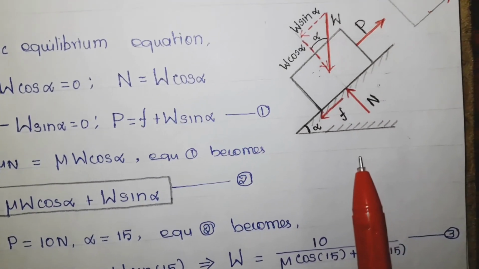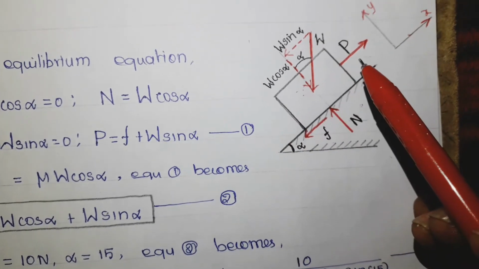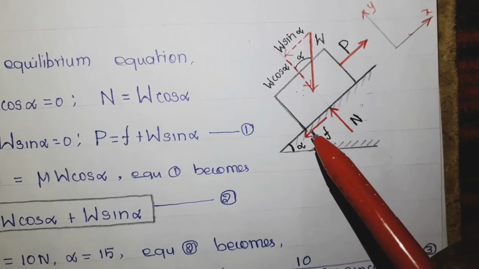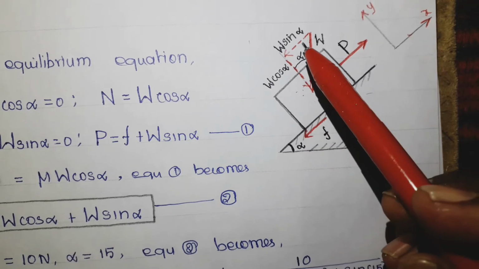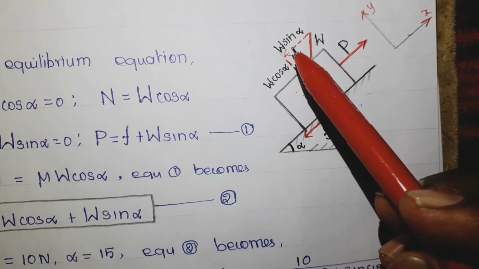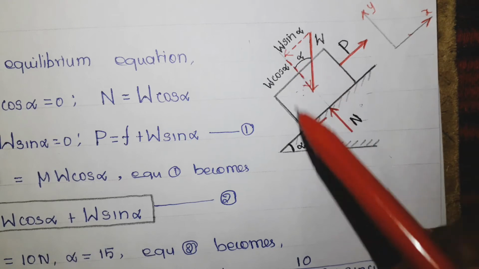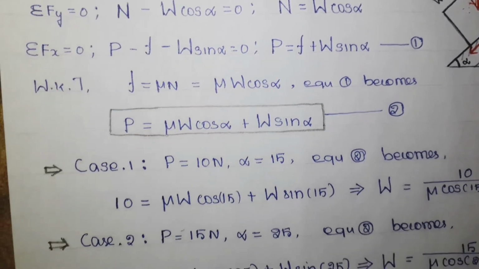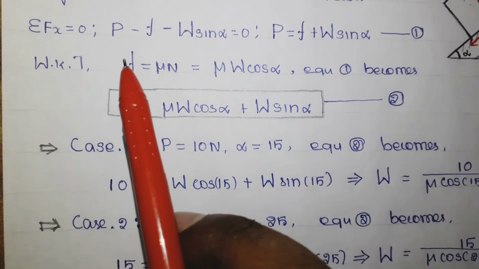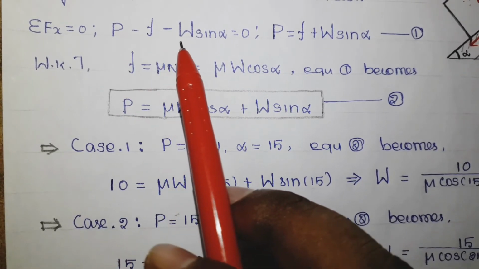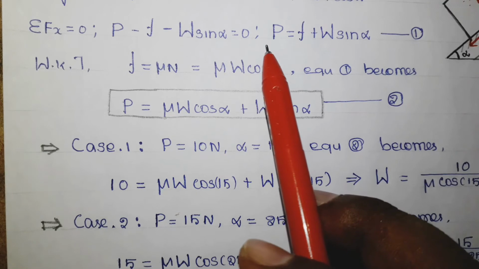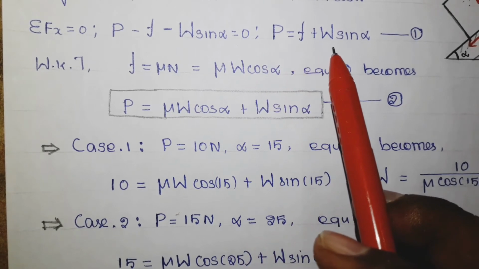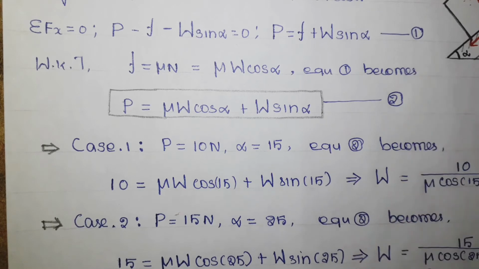Now the second equation is summation of all x components is 0, and if you go to this free body diagram again, there are three x components. One is P which is having positive sign, another one is friction having negative sign, and another one is one of the components of the weight, W sin alpha, which is also having negative sign. Now this equation becomes P minus F minus W sin alpha equal to 0. From this equation, P can be taken as F plus W sin alpha. This is the equation number 1.